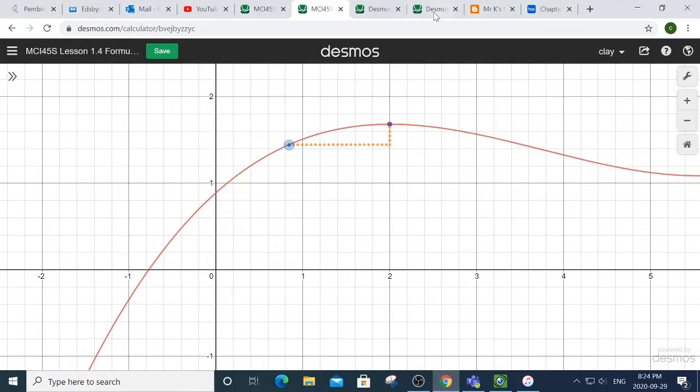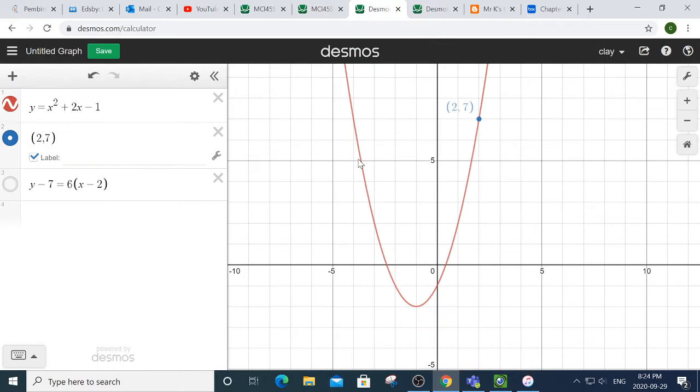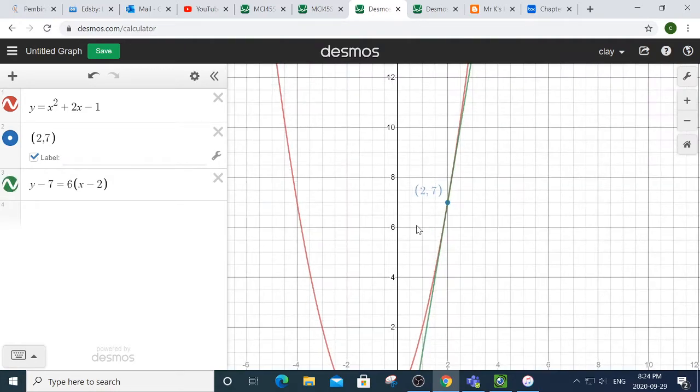So let's have a look at that. I think I did it right here. There we go. There's the parabola, and there's the point, and here's that line that we just solved for, and as you can see, that just touches it exactly in one place.